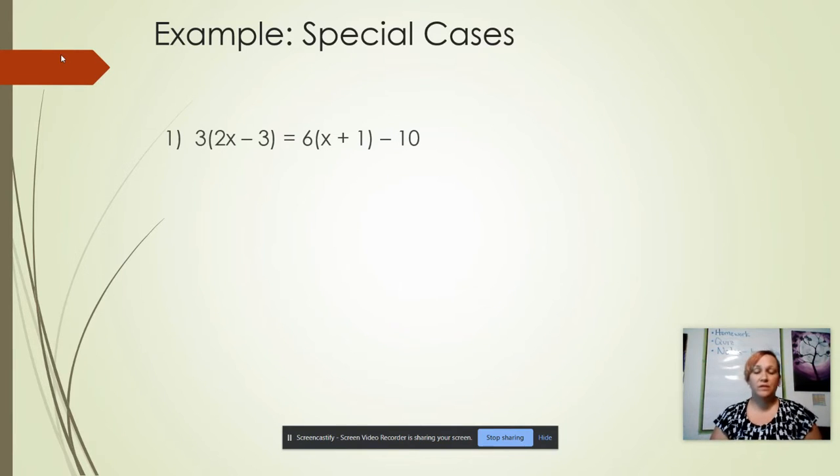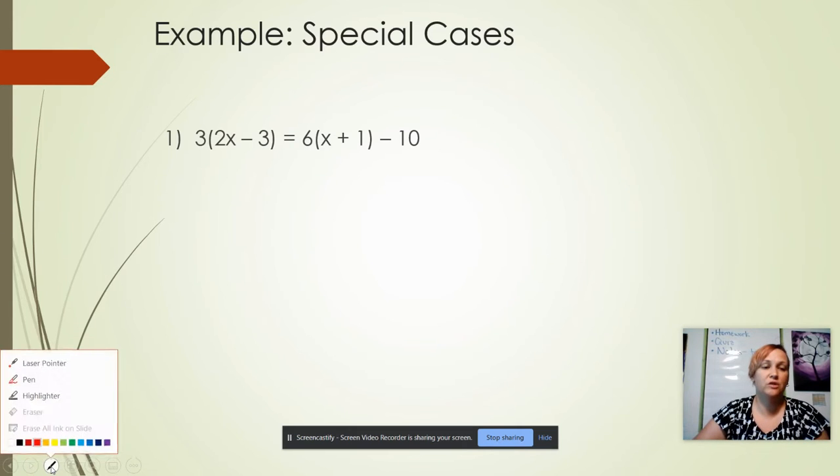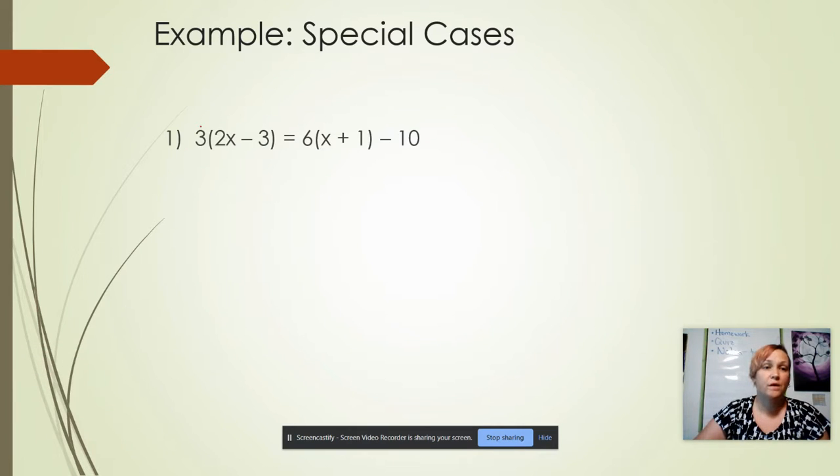So since there are parentheses in this problem, the first thing that I'm going to do is distribute. So I will be distributing this 3 to the 2x and to the minus 3. And I will be distributing this 6 to the x and to the plus 1. I will not be distributing to the minus 10 since it was not inside the parentheses.